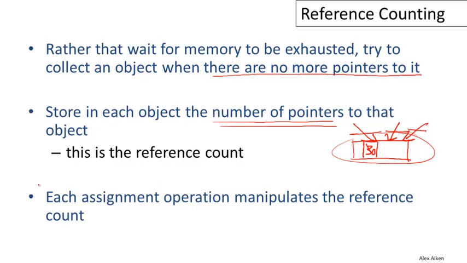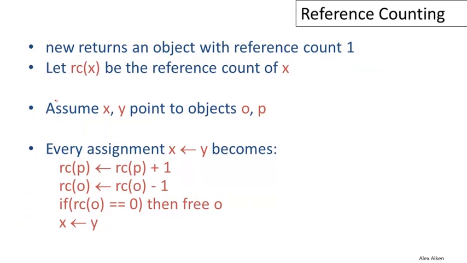What this means is that every assignment has to manipulate the reference count in order to maintain an accurate count of the number of pointers pointing to an object. Allocating a new object returns an object with a reference count of 1. So when an object is created by new, it will already have a reference count of 1. The pointer that is returned is the only reference to the object. And we're going to write the reference count of an object x as rc of x.